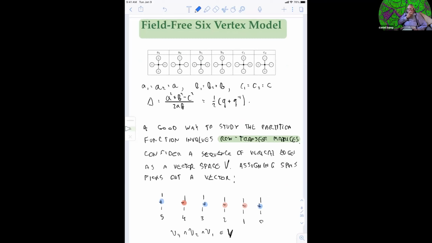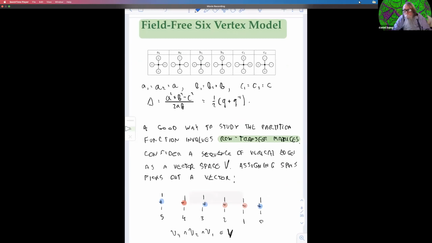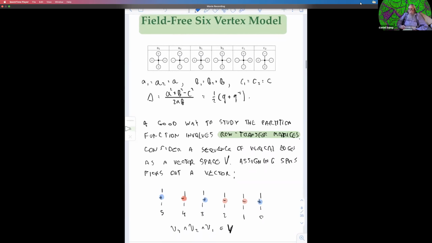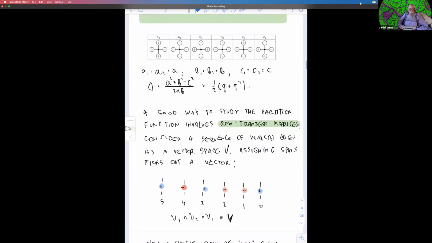The field-free 6-vertex model, as I mentioned, is this example that was studied by Baxter. We have these Boltzmann weights, A1 equals A2, B1 equals B2, and so forth. We have a parameter delta, which is a function of a squared plus b squared minus c squared. It's basically the cosine of an angle of a triangle that has sides a, b, and c. That's an important parameter. I'll explain why in a minute.